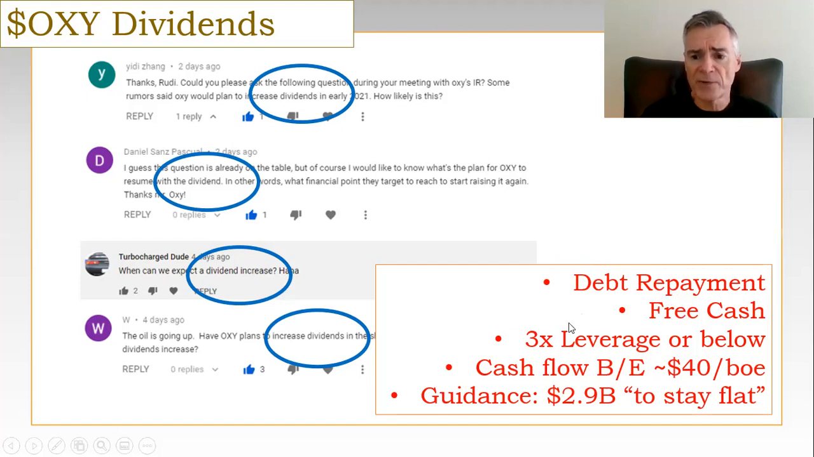They talked about the debt repayments, the free cash flow. They're looking at 3 times leverage or below before they would even consider reinstating it. Obviously, the cash flow, we know that the break-even point is sort of in the high 30s. They're looking at oil at $40 a barrel or greater. And then the guidance at $2.9 billion in order to stay flat. So they need to manage that as well before we can look at even reinstating dividends. So my timeline there would be a couple of years, maybe 2 to 3 years.